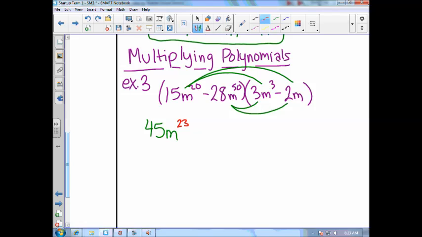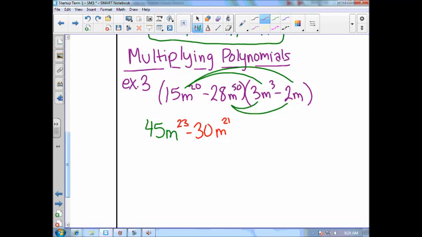Okay. And let's move over to Austin. Can you do the next one, Austin? 15m to the 20th times, notice, negative 2m. What would we get with that? Negative 30 what? To the? Yep, 21st power. Okay, now we've finished distributing 15m to the 20th. Now we have to distribute this one. Now, why is it not 28m to the 50th that we times in?